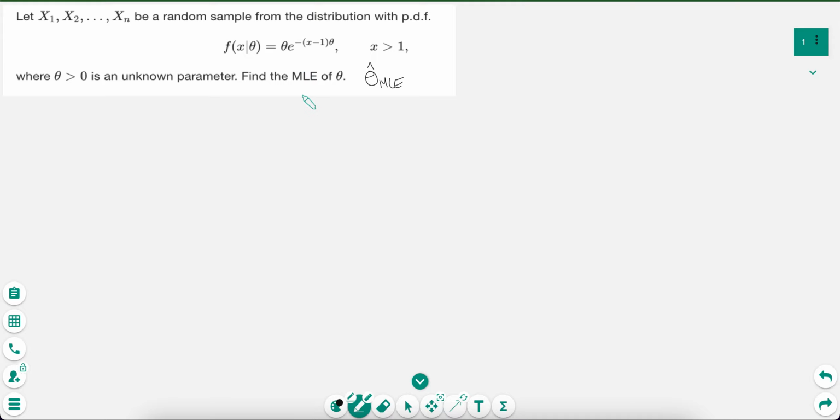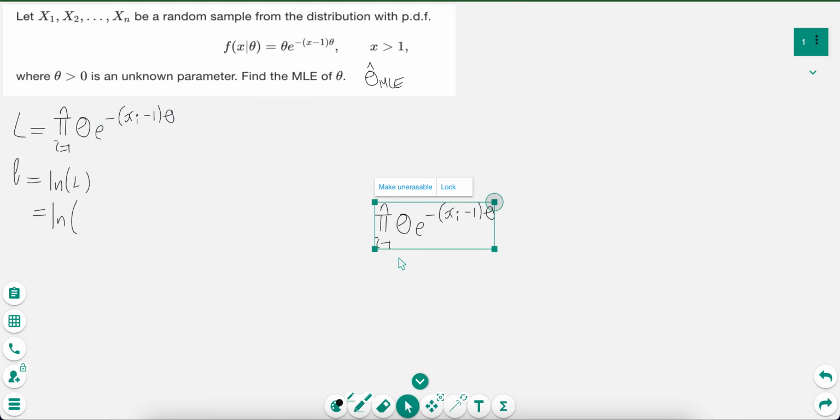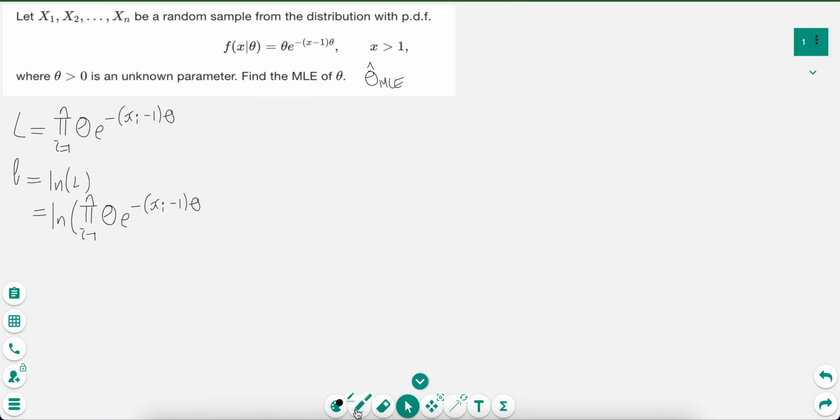So as per usual, when computing the maximum likelihood estimator, we just have to find the likelihood function, and that is just the product of all of your individual densities. So that's going to be theta e to the negative theta times (x sub i minus 1), because we're doing it for each of our x sub i's. We can then calculate the log likelihood, which is just simply the log of the likelihood.